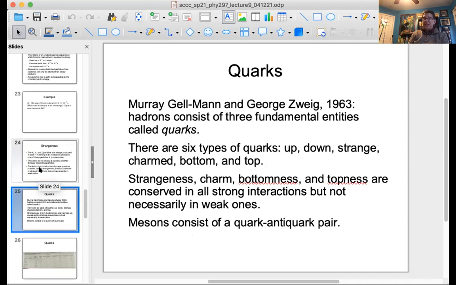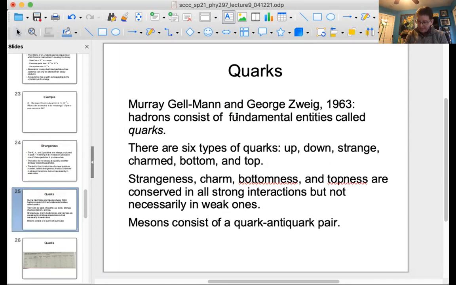And that brings us finally to quarks. They were first postulated in 1963 and then observed in the 70s. So hadrons consist of fundamental entities called quarks. The baryons consist of three, and the other types of hadrons consist of a quark and an antiquark. So the baryons and the mesons.